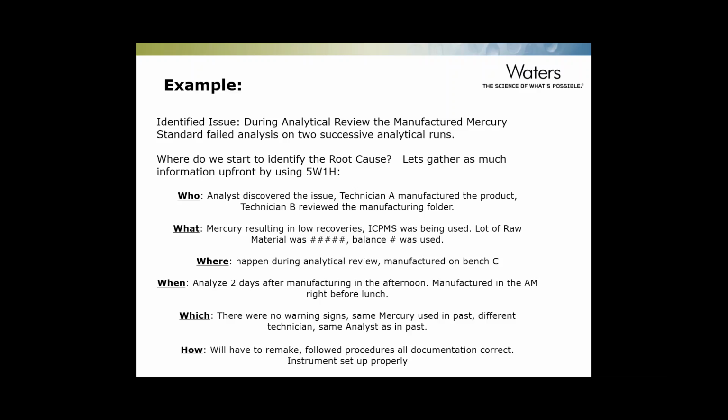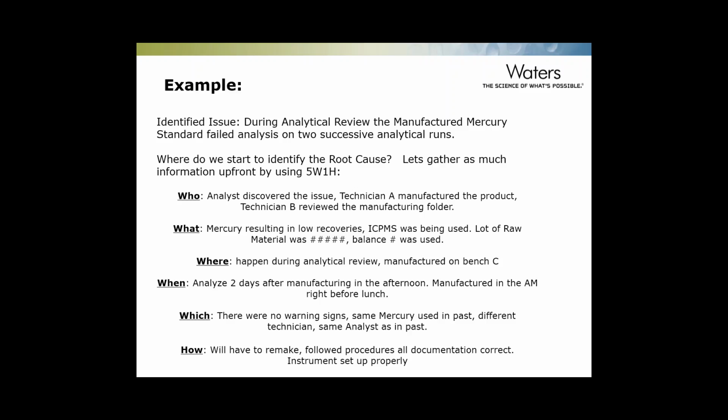When? Well, we know we analyzed it 2 days after we manufactured it. It was manufactured in the afternoon. The product was packaged and labeled, samples were pulled, and we didn't analyze it until 2 days after it was manufactured. We actually analyzed it in the afternoon, but we manufactured it in the AM, right before lunch. Okay, so those are the whens. What we're doing here is painting a picture, getting a better understanding of what's going on. Well, there were no warning signs, right? It was the same mercury that we used in the past. It's the same lot. It was the same technician and the same analyst in the past that made the product, all right?